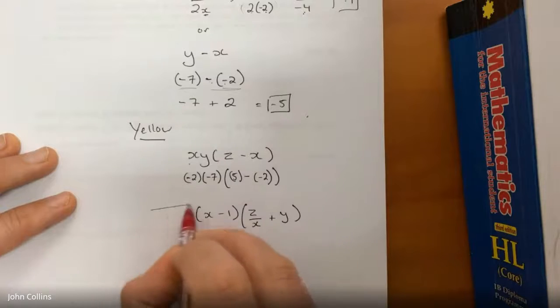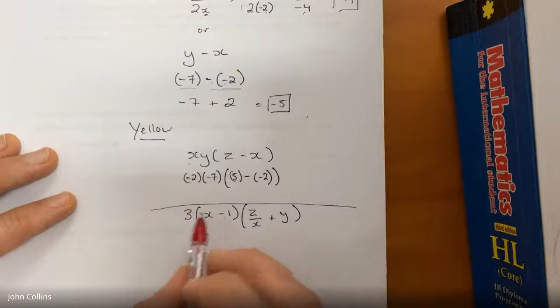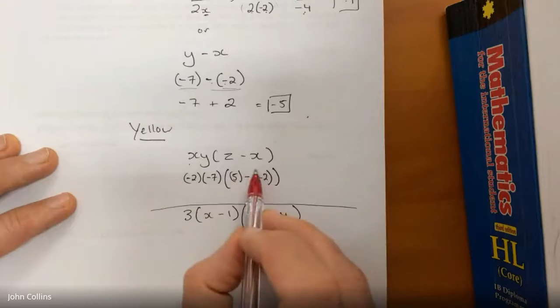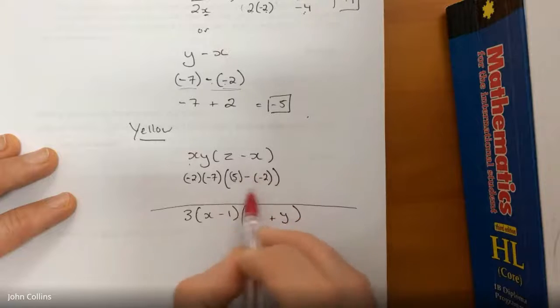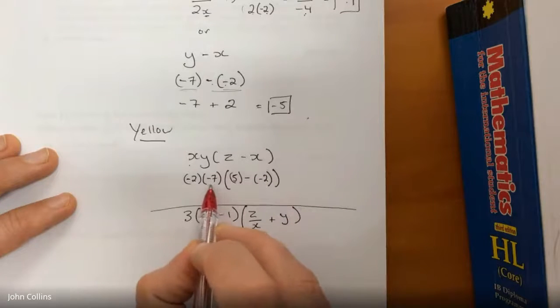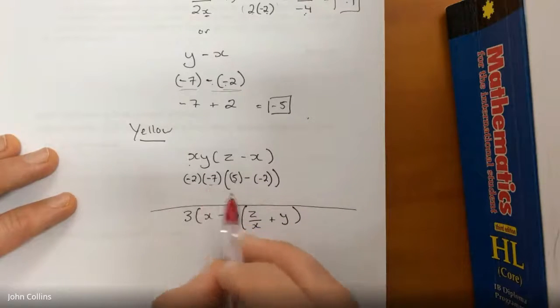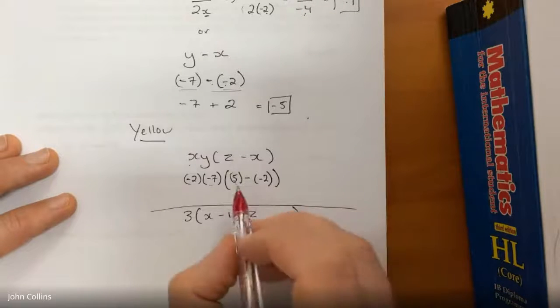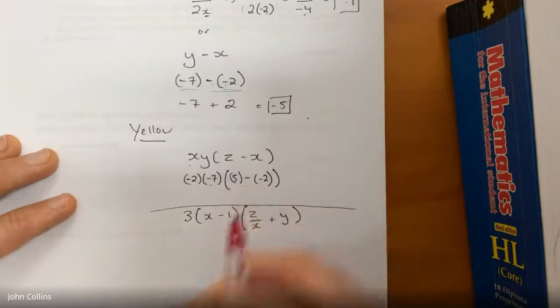Just don't want to run into this question. All right, what do I do first? Do any operation that needs to be done within brackets first. Nothing needs to be done to this. Nothing needs to be done to this. It's already sorted and in brackets. This I do first. 5 minus 2 is 5 plus 2, so that's 7.